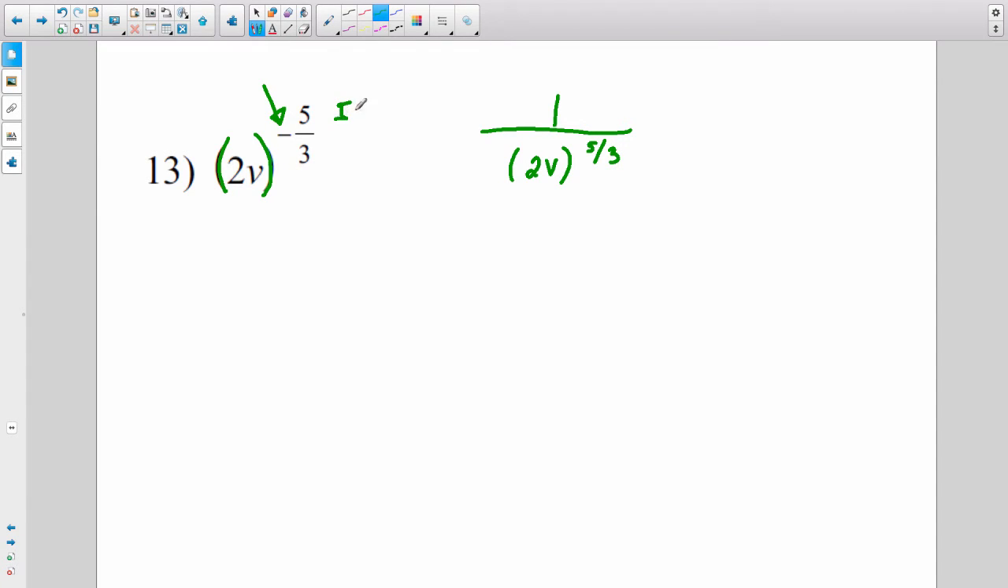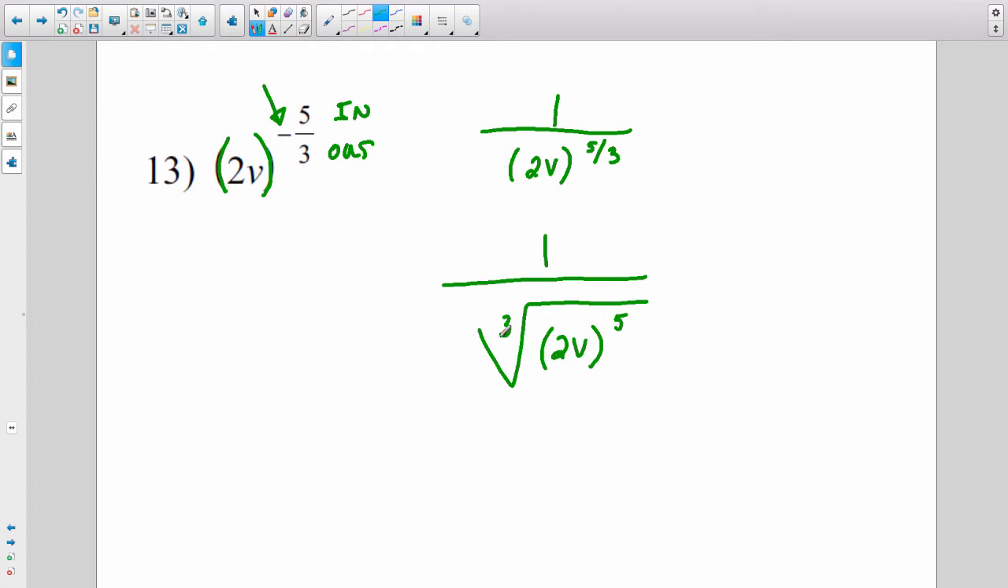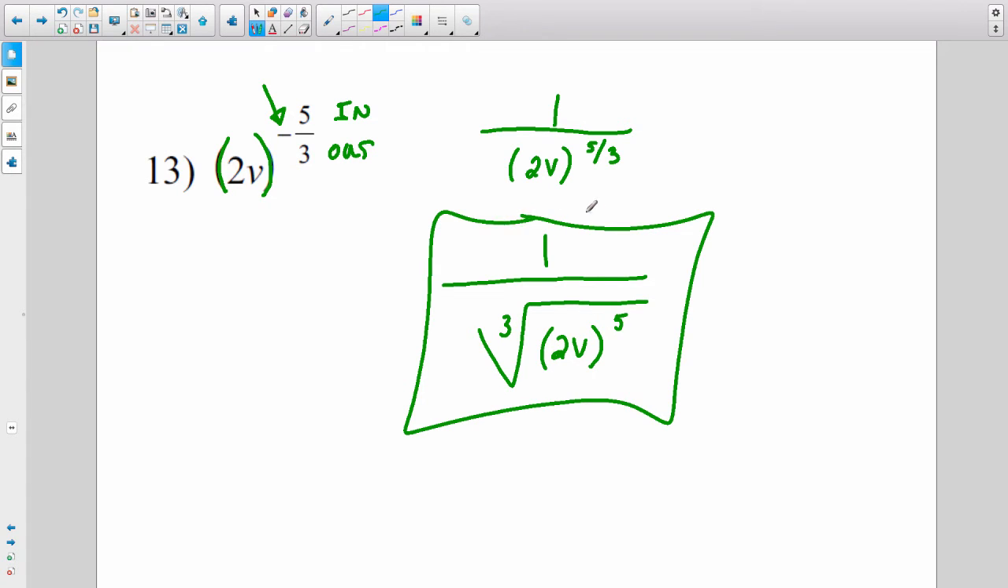Now I think you guys know the rest because this is in over out. So we're going to say 1 over, we'll put a radical down here. The 2v has to have parentheses, otherwise the v is the only one who's going to get the 5. If you don't use parentheses, you're wrong. And then the 3 is over here. Cool. Sweet.